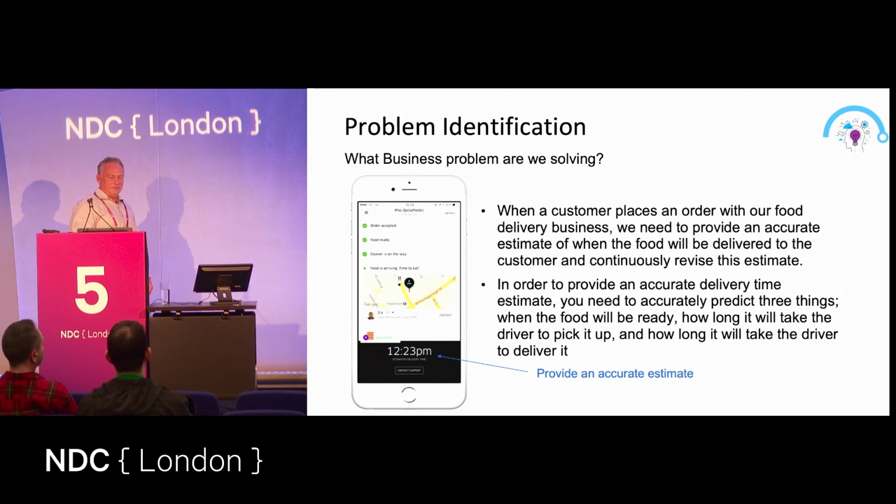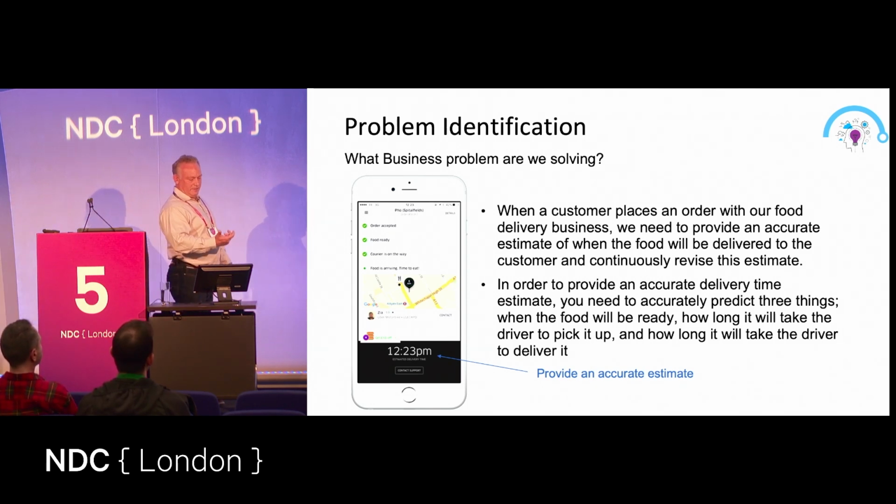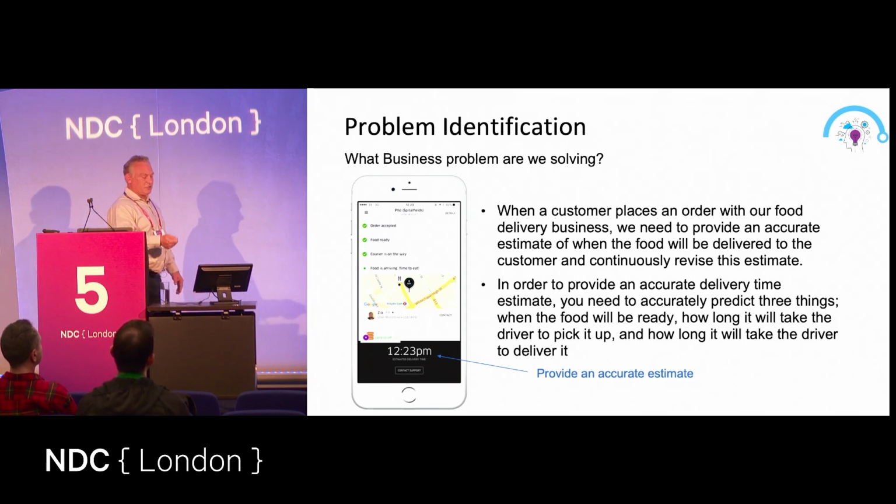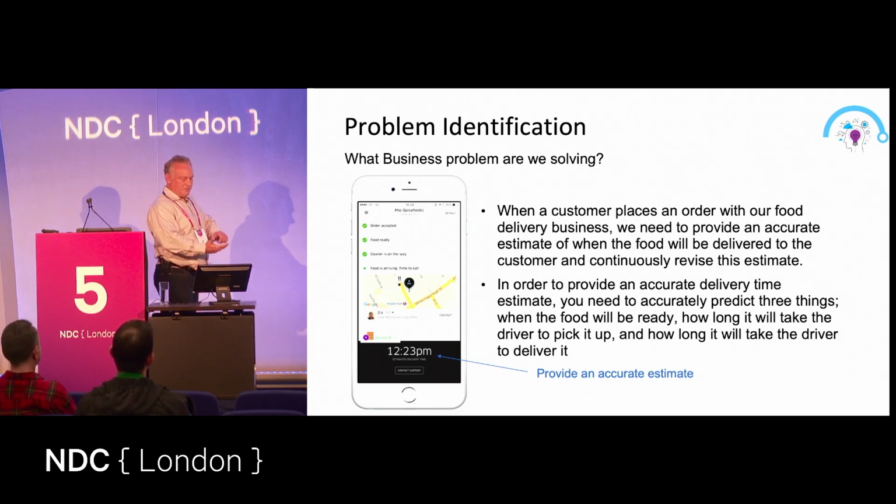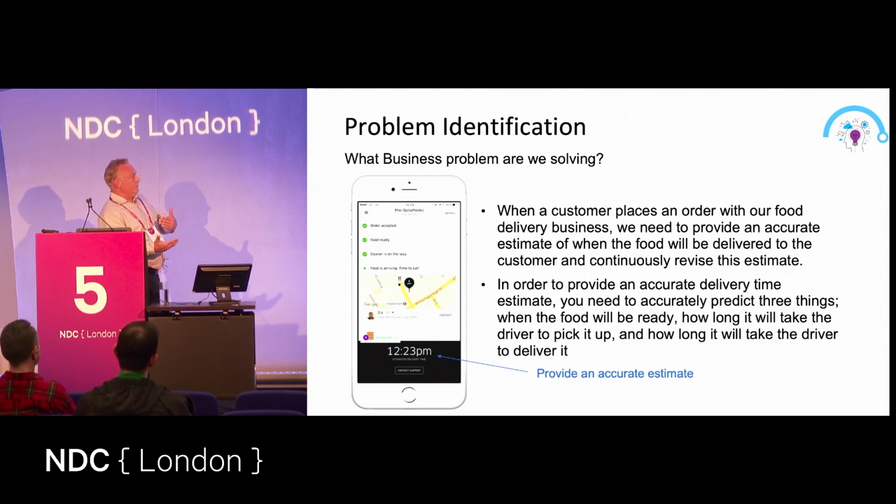So let's start with the problem identification. What are we trying to solve, right? Everybody has a phone. Everybody's used Uber Eats by now. This is it, right? So this is, again, my book walks through this, but it's a fictional food delivery company. Customer places an order. We need to give them a rough estimate of when that food's going to get there, right? The entire time they're tracking the food, when it's going to happen.